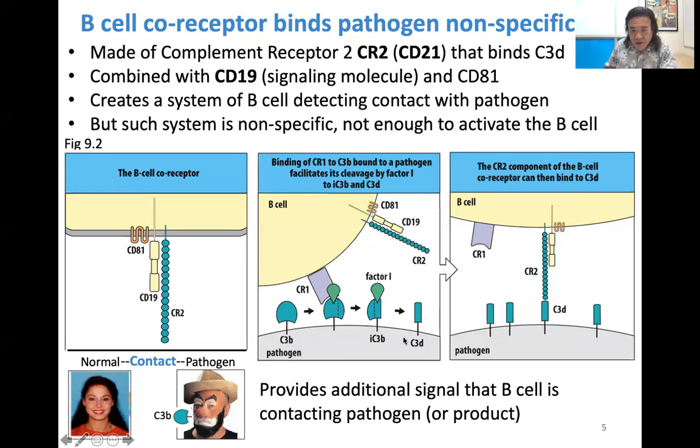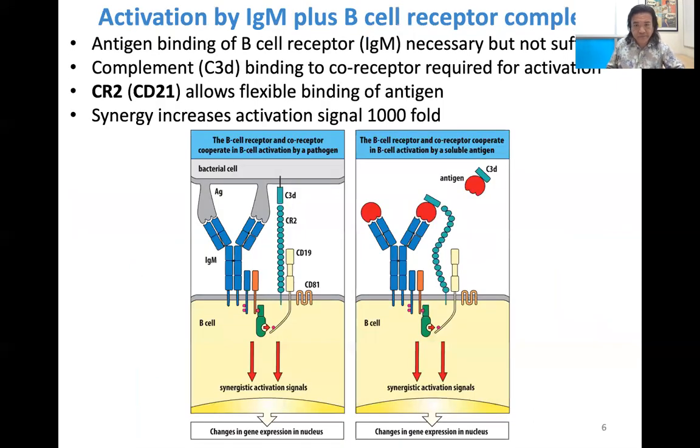So, in other words, if this B cell presses up against some other cell, and that cell is covered with these little weird runty bits of C3d, that's a very good sign that this other cell is actually a pathogen. So here you see the CR2 binding to the C3d. And that's how the B cell can distinguish that what it's pressed up against is not self, that it's actually some sort of pathogen.